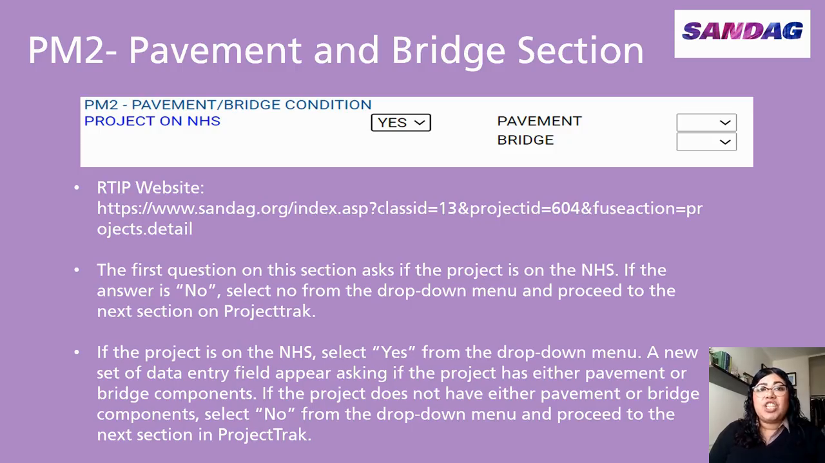The first question in this section asks if the project is on the NHS. If the answer is no, select no from the drop-down menu and proceed to the next section in Project Track. If the project is on the NHS, select yes from the drop-down menu and a new set of data entry fields appear asking if the project has either pavement or bridge components. If the project does not have either pavement or bridge components, select no from the drop-down menu and proceed to the next section in Project Track.